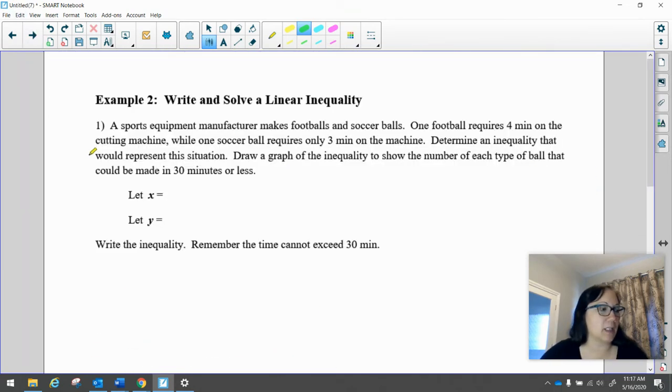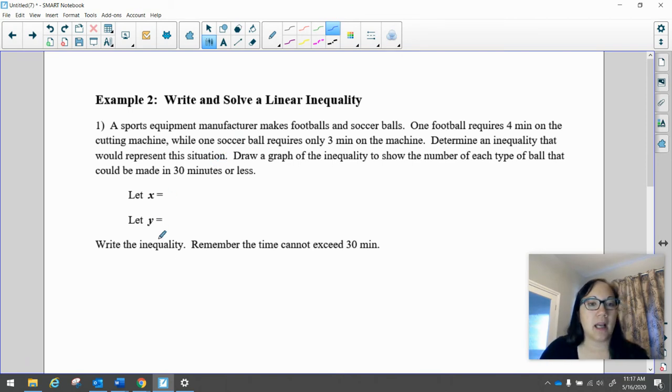Okay, example 2, we're going to switch gears a little bit here and write and solve a linear inequality. So this time the equation or inequality is not necessarily given. It might be a word problem, and we're going to come up with it. So a sports equipment manufacturer makes footballs and soccer balls. One football requires 4 minutes on the cutting machine, and one soccer ball requires only 3 minutes on the machine. Determine an inequality that would represent the situation, and then draw its graph, and show the number of each type of ball that could be made in 30 minutes or less.